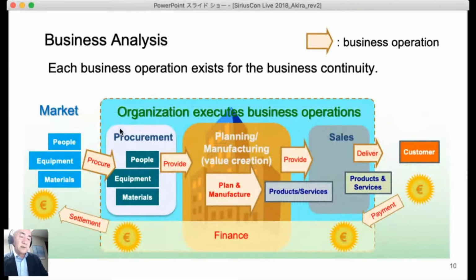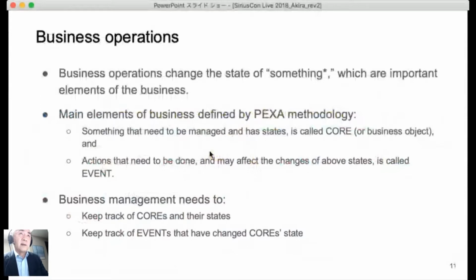So business operations change the state of something, which is an important element of the business. The main elements of business defined by the Pexa methodology are, first, something that needs to be managed and has state, which is called the core. And the other one is actions that need to be done and may affect the change of the above states, which is called an event. I'll skip the last one.